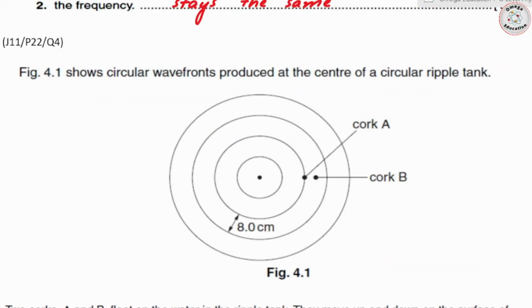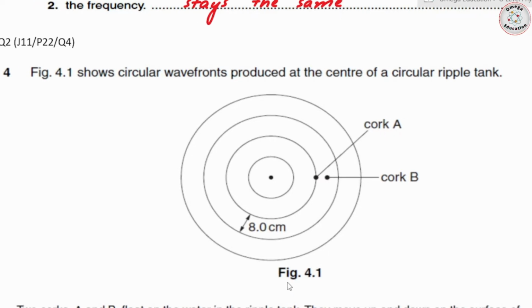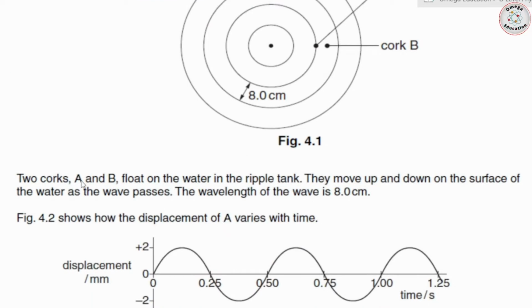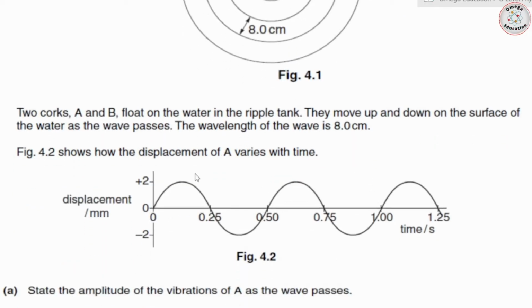All right, here we have the next one. Figure 4.1 shows circular wavefronts produced at the center of a circular ripple tank. Two corks A and B float on the water in the ripple tank. They move up and down on the surface of the water as the wave passes. The wavelength of the wave is 8.0 centimeter. Figure 4.2 shows how the displacement of A varies with time.